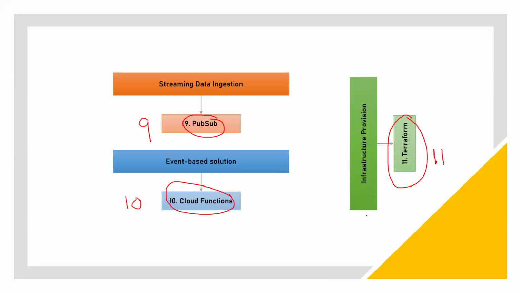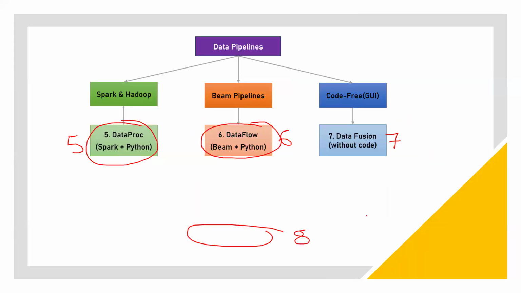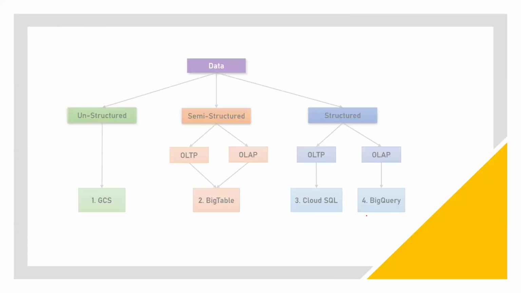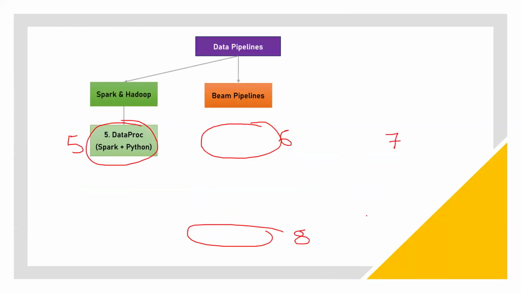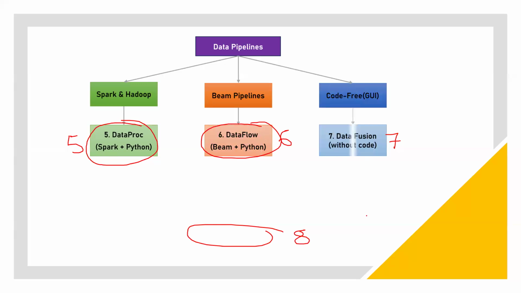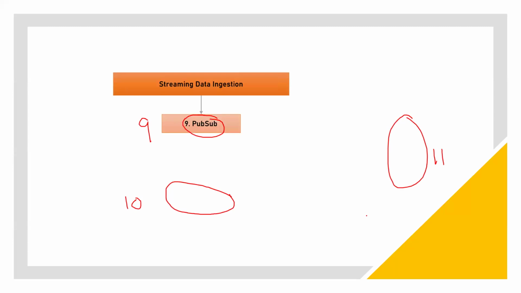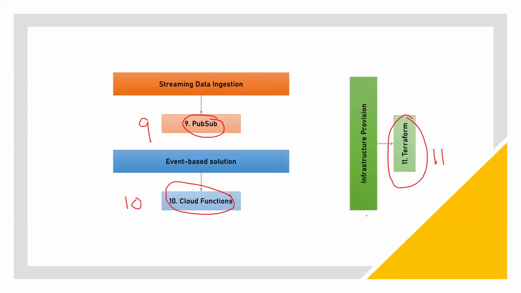So in total, 11 data engineering tools that we are going to cover, guys. You can see here: GCS, Cloud Bigtable, BigQuery, Cloud SQL. For data pipelines, Dataproc, Dataflow, Data Fusion, and Airflow. And for streaming data ingestion, we are covering PubSub, Cloud Functions, as well as Terraform.